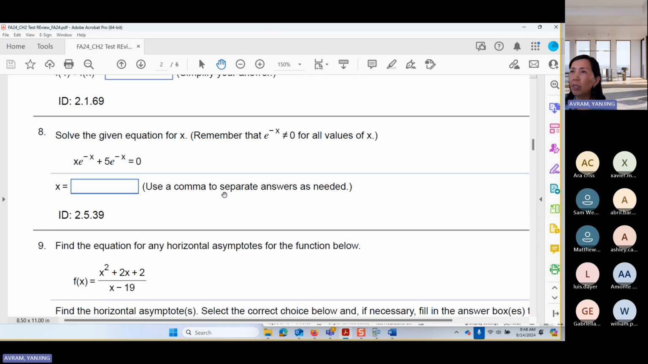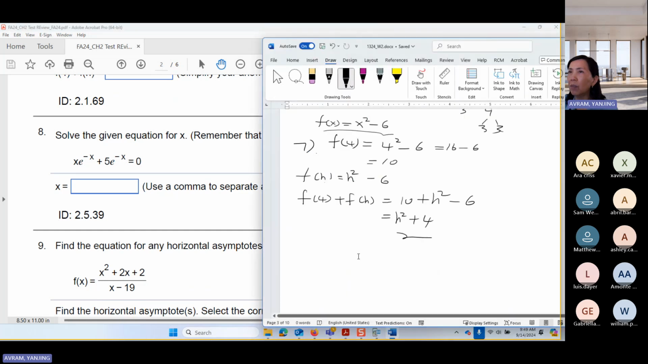This one will be the exponential equation, okay? So remember that e to the negative x power is not equal to 0 for all values of x. That is an exponential graph, right? Okay, so we want to solve for x in here. Let's see. This one looks a little bit complicated, but actually it's not. All right, so how do you solve this one?